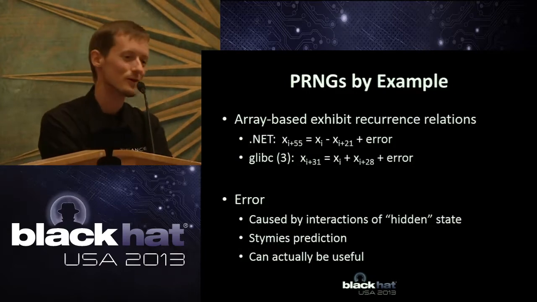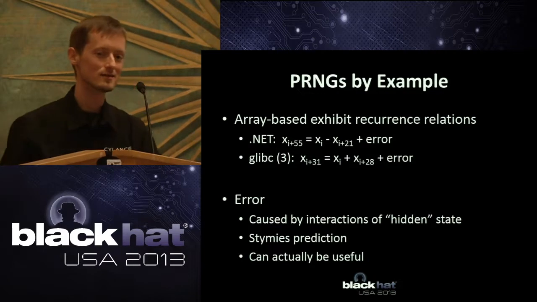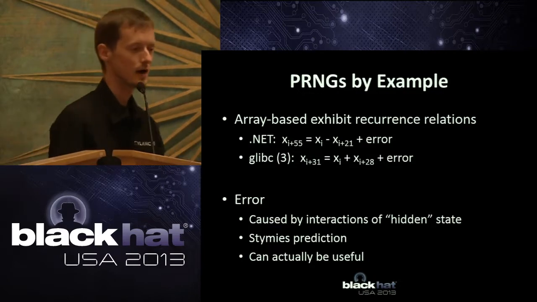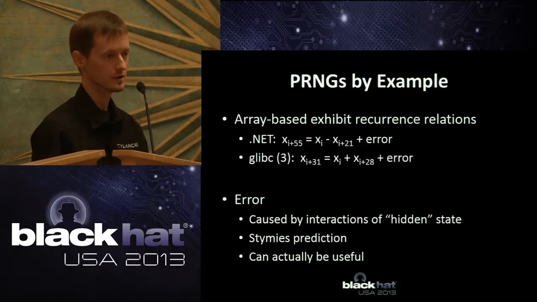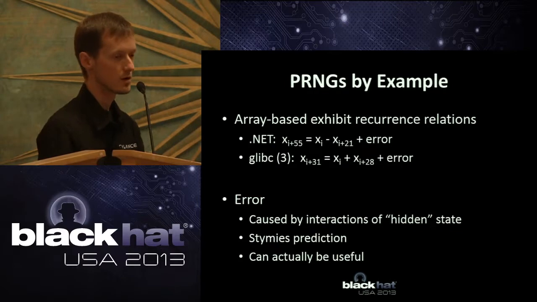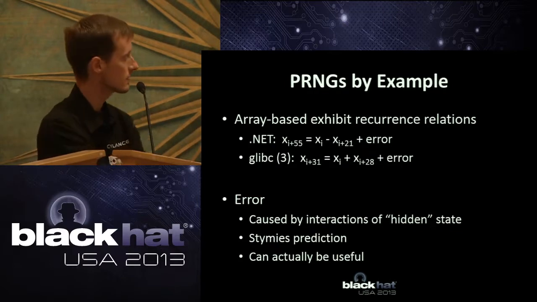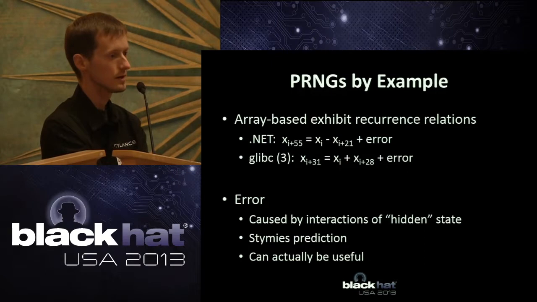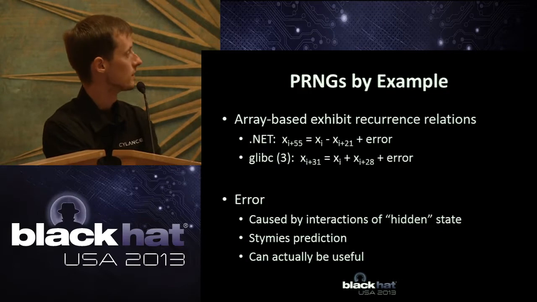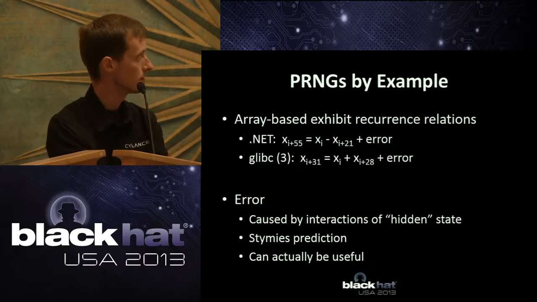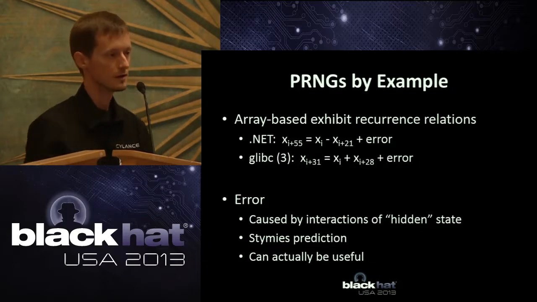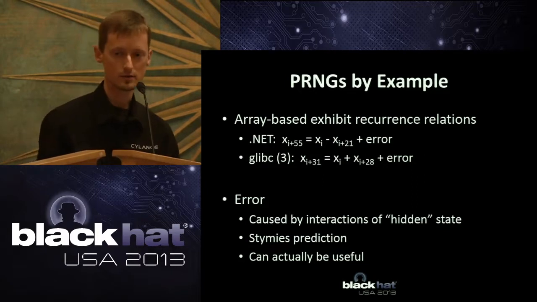A really cool feature of these array-based PRNGs is that they can exhibit recurrence relations. You can succinctly express the PRNG mathematically as a recurrence relation, but this manifests when you start getting long strings of consecutive outputs. Like say the .NET case, say you get like 60 outputs, more than the size of the array. You'll start to see things like, if you take the ith element of your output and subtract the i plus 21st element, then you'll get the i plus 55th element. And any triplet you have like that, you'll get.